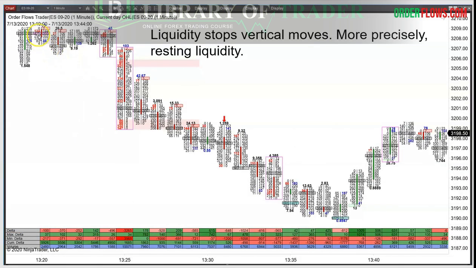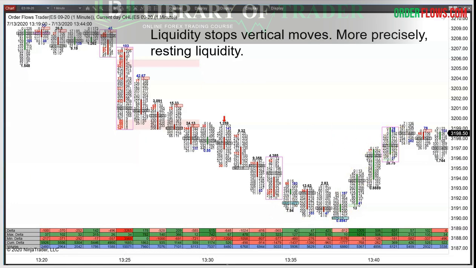Here's a great example, right? Big move down, 3209 down to 3190. It's almost a 20-point move. What stops it? The resting liquidity. You can see these points of control right on the bottom down here, right? And at this one, the market just snapped right back up.